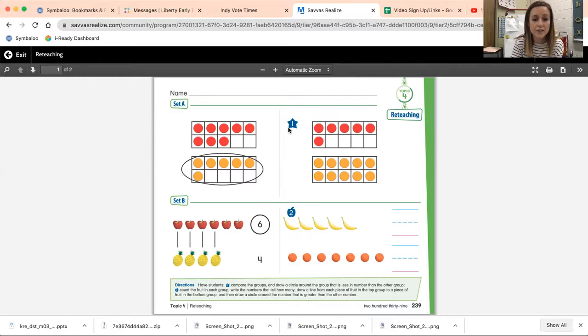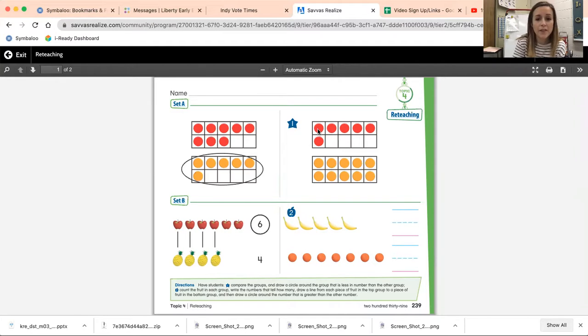Number 1 with the star says this: compare the groups and draw a circle around the group that is less in number than the other group. So we need to be checking both groups. We're just going to do the one right over here. We need to check how many each group has and circle the one that's less. Think about that. Is less bigger or smaller? If you said smaller, you're right. So we are circling the smaller group.